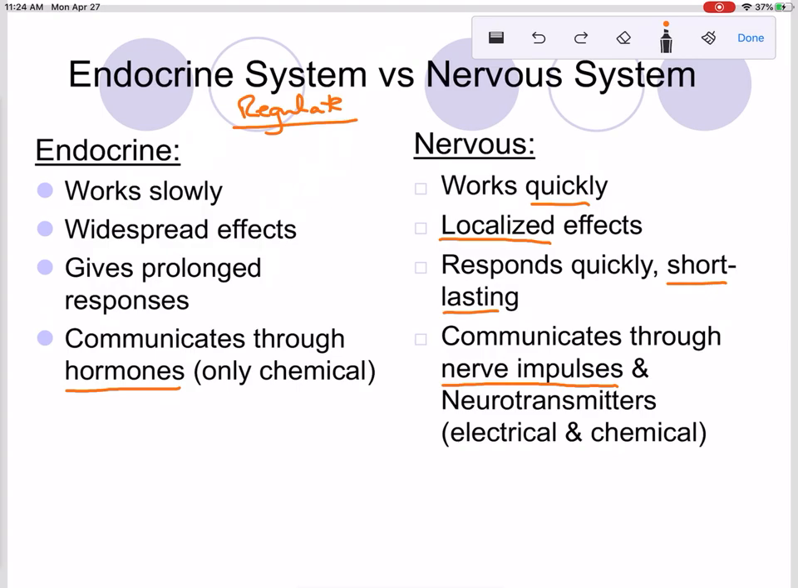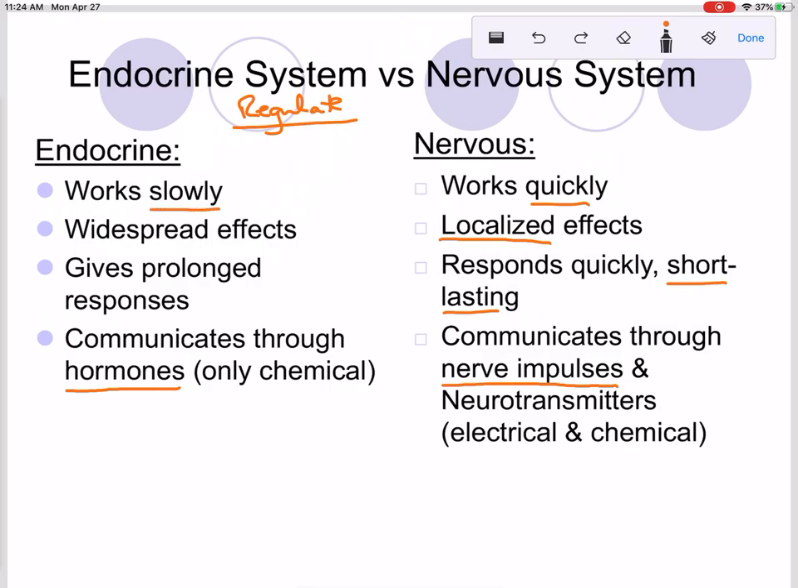Compared to the endocrine system, the nervous system has relatively localized effects. Granted, a nerve impulse can go from the brain to your pinky toe, but it's only traveling along one axon at a time. And that one axon at a time only goes to one specific spot. That's what I'm saying locally. Each individual nerve impulse only goes to one specific spot.